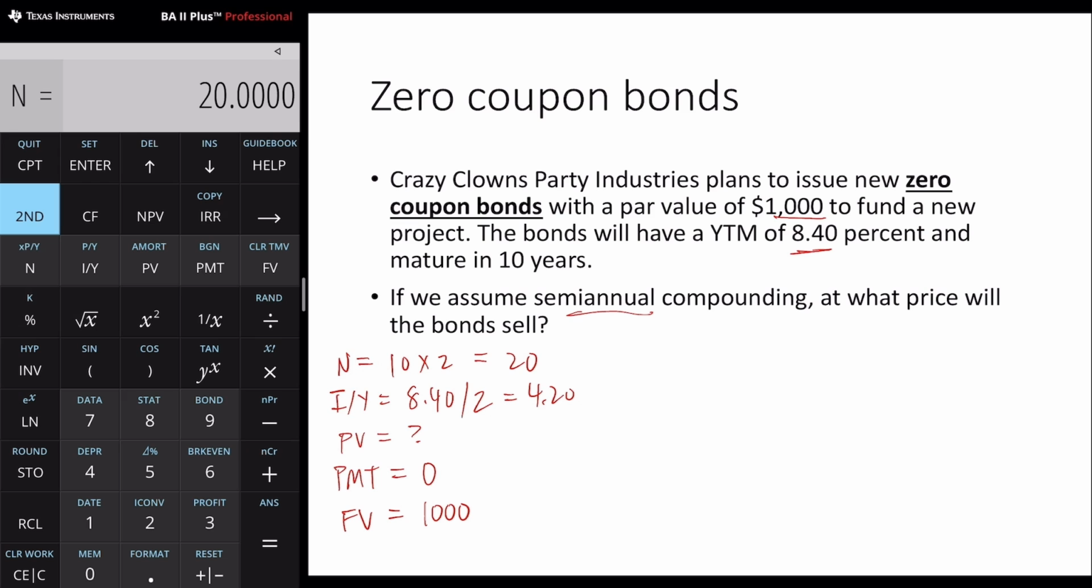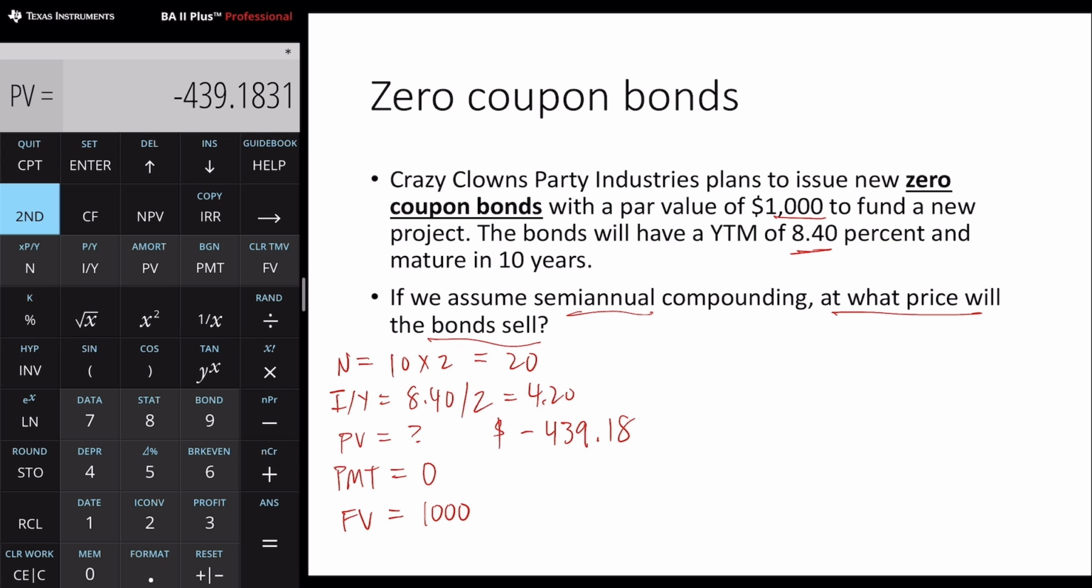20 is our N, 4.2 is our I/Y, 0 is our payment, 1,000 is our future value. We compute the present value, and of course it's negative, as we expect, because the calculator has to balance, $439.18. So the question is, at what price will the bonds sell?